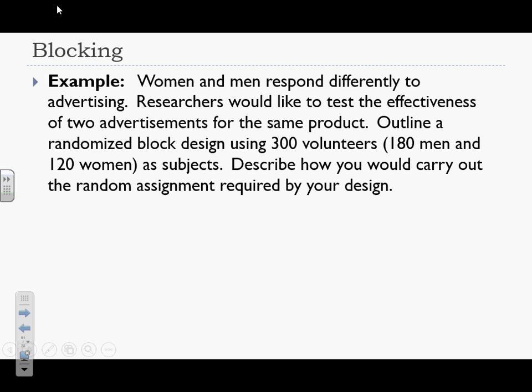So this is not a randomized comparative experiment. I'm not taking all 300 and separating them into two separate groups, so treatment 1 and treatment 2. I'm going to be using a randomized block design. That means I need to separate my groups first and then randomize to the different treatments. So what I want you guys to do is go ahead and diagram what this experiment would look like. Don't worry about the description of the random assignment yet. We'll talk about that together. But draw the diagram for what this experiment would look like. Make sure you're specific with how many subjects are in each group you create and so forth.